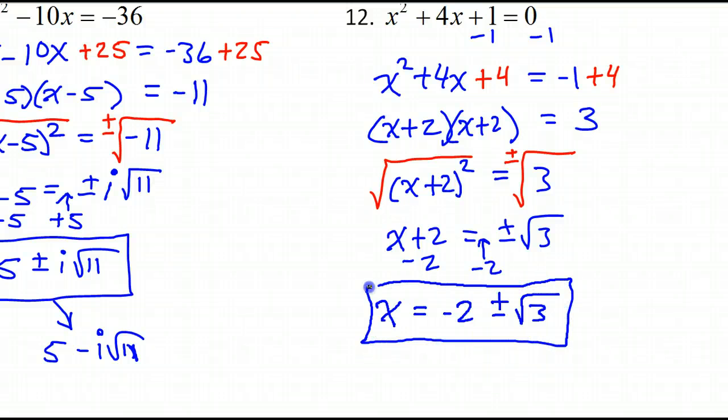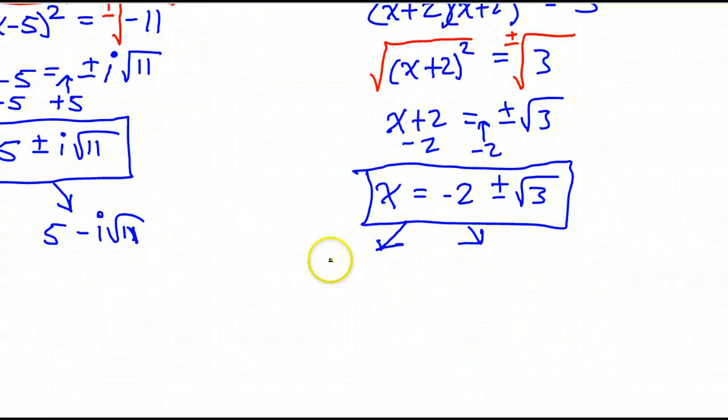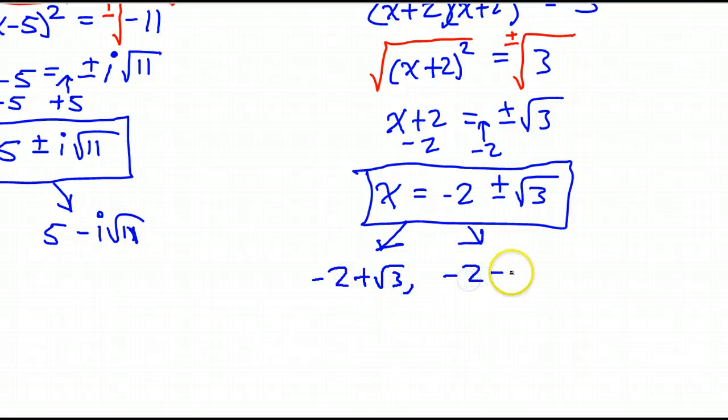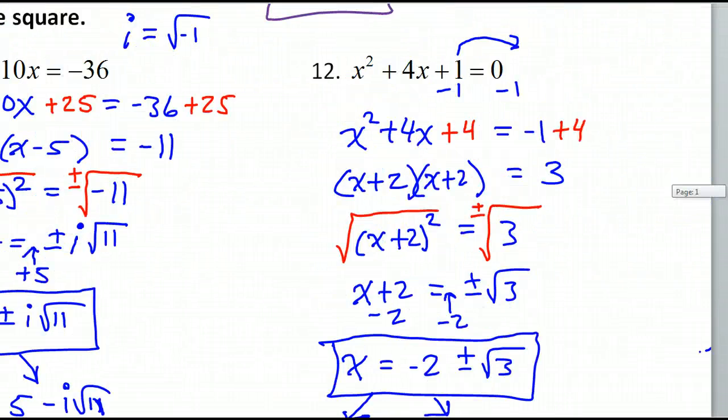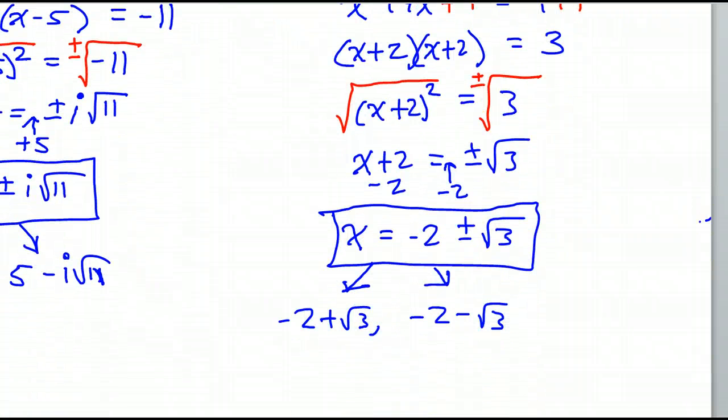I should say those are the answers, because once again this represents -2 plus radical 3 and -2 minus radical 3. Okay, so there's that. Alright, so that was a little completing the square. Kind of bummed that none of these turned out to be regular numerical answers. Maybe one of the ones at the end. Alright, for now let's move on.